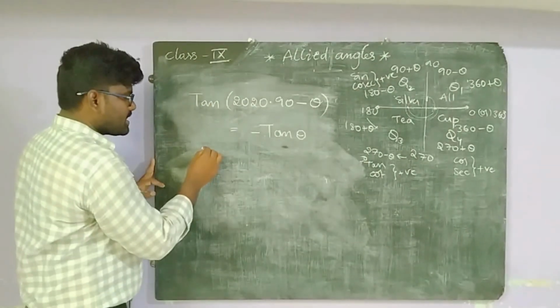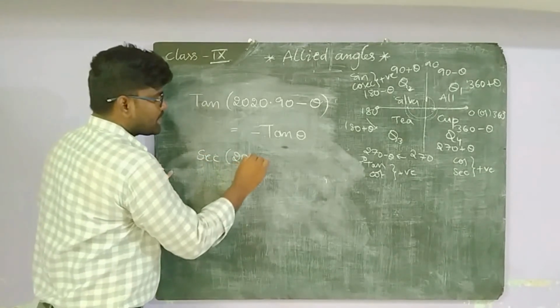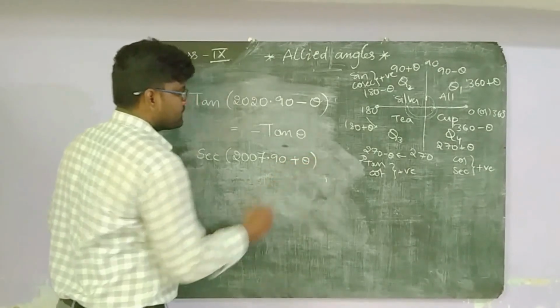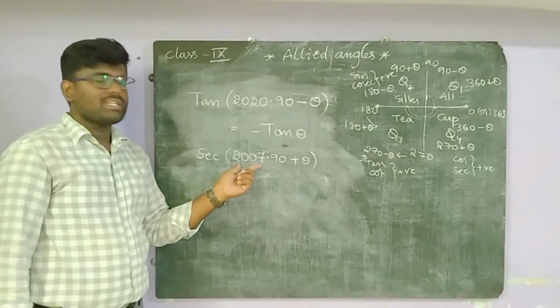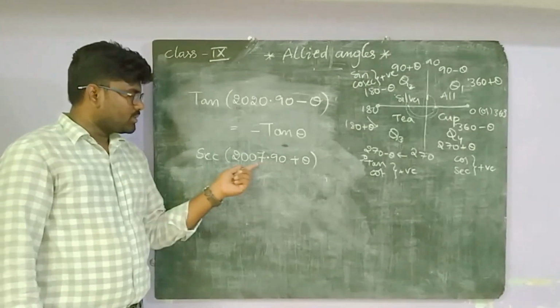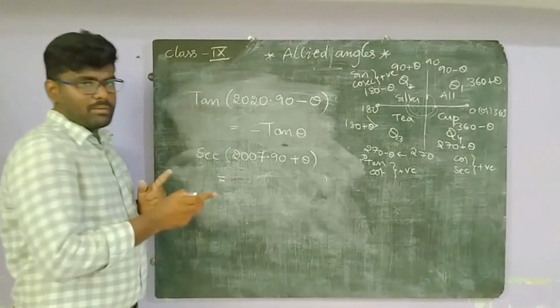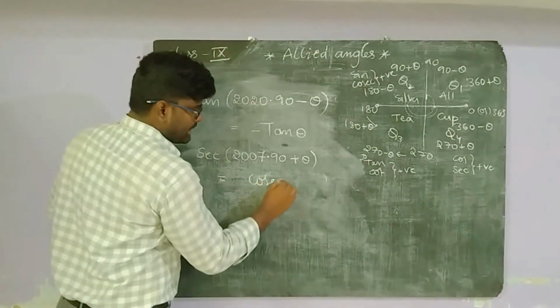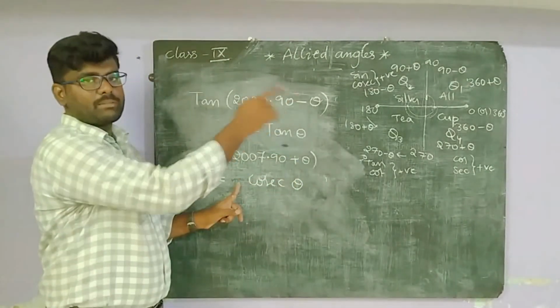In the same way, let us answer this one: secant 2007 into 90 plus theta. 2007 means an odd multiple of 90. 2007 into 90 means an odd multiple of 90. Odd multiple of 90 means the trigonometric function changes. Secant changes to cosecant theta. Clearly we can say cosecant theta. Is it positive or negative? It depends upon the quadrant.